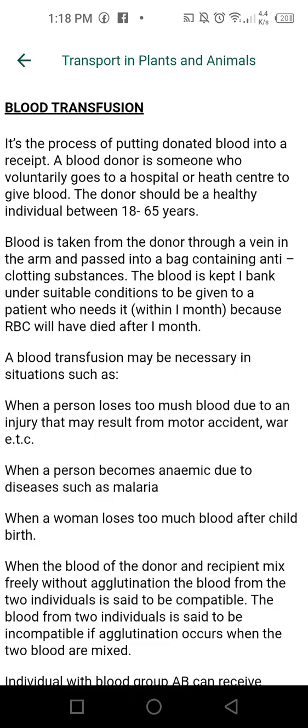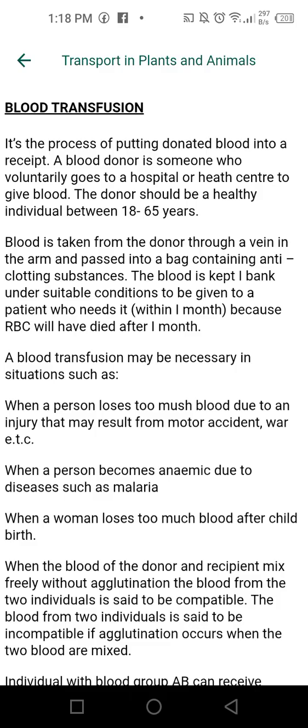Blood is taken from the donor through a vein in the arm and passed into a bag containing anti-clotting substances. The blood is kept in a bank under suitable conditions to be given to a patient who needs it, within 1 month, because RBCs will have died after 1 month.